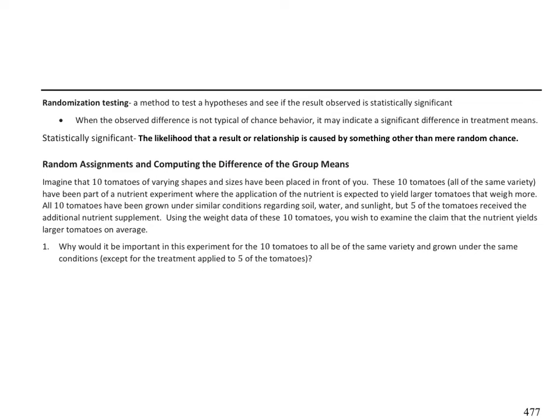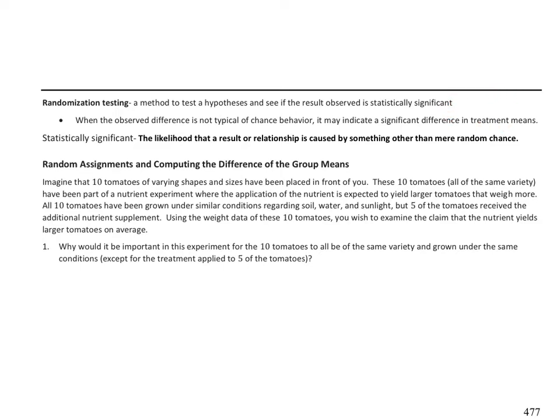Hi everyone, in this video I'm going to go over something called ruling out chance. We want to rule out chance because chance is something that can just happen on any given day. We want to look for things that are called statistically significant. Something that is statistically significant is the likelihood that a relationship is caused by something other than chance. So usually it's caused by something that is in a treatment in an experiment.